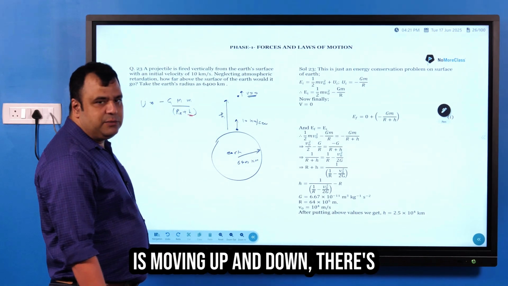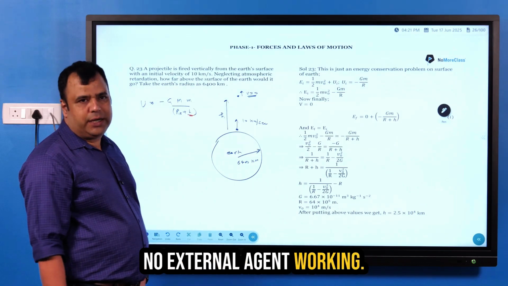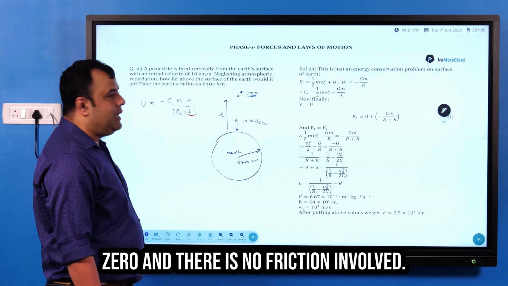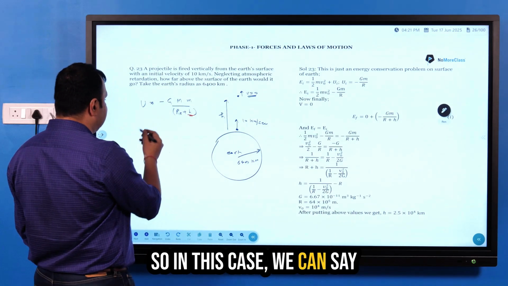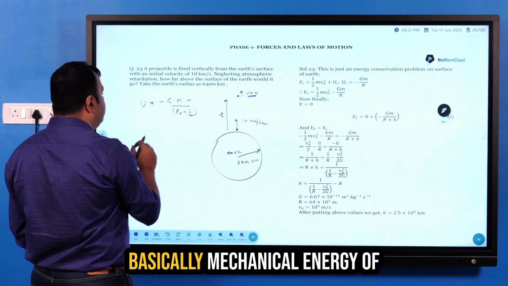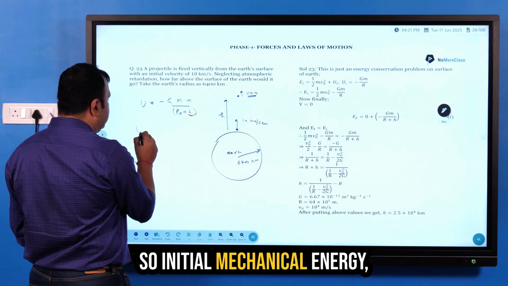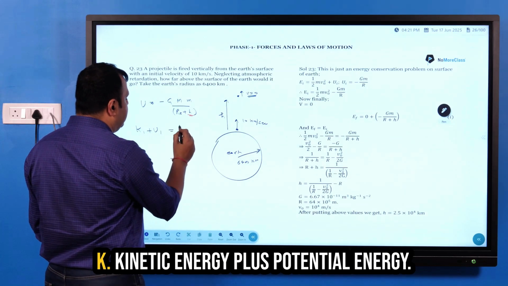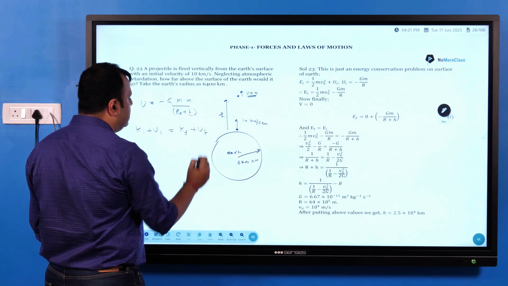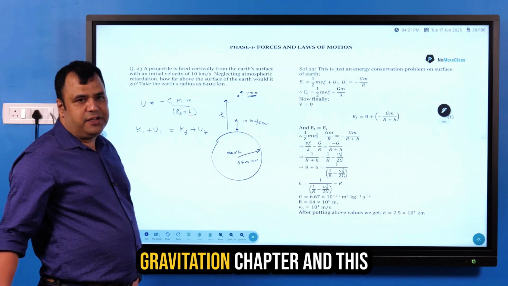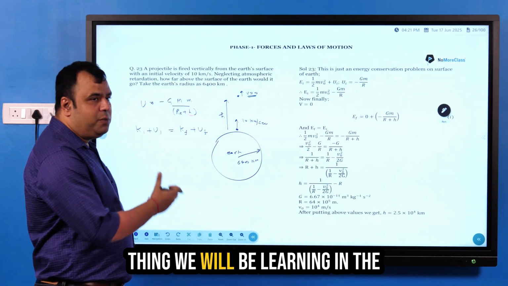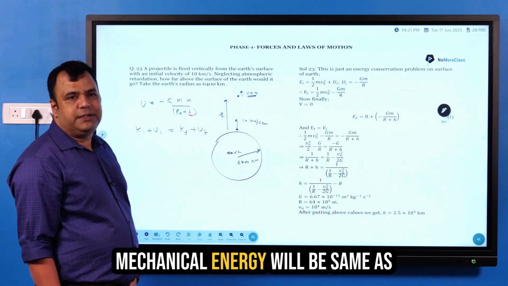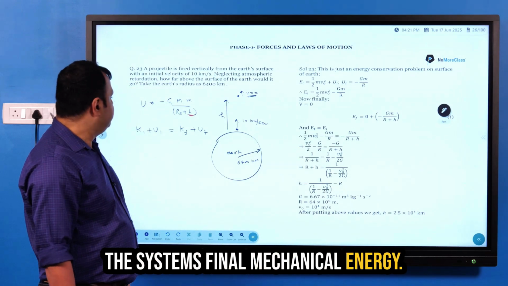In this case, when the projectile is moving up and down, there is no external agent working. There is no external agent acting because atmospheric resistance is given 0 and there is no friction involved. So in this case, basically mechanical energy of the whole system will be conserved. So initial mechanical energy, which is K1 plus U1, kinetic energy plus potential energy, will be equal to the final kinetic energy plus potential energy. The detail we will do in the gravitation chapter, and this thing we will be learning in the work power energy chapter. So system's initial mechanical energy will be same as the system's final mechanical energy.